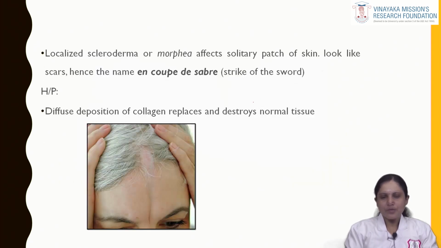Localized scleroderma or morphea affects a solitary patch of skin and looks like a scar, hence the name en coup de sabre, that is strike of the sword. Histopathologically, we can appreciate diffuse deposition of collagen which replaces and destroys the normal tissue. So this is about scleroderma.